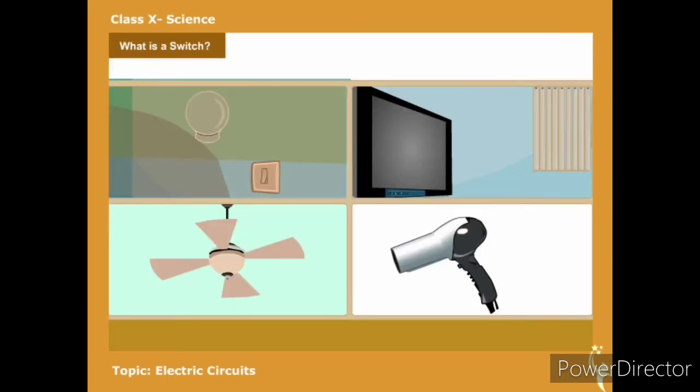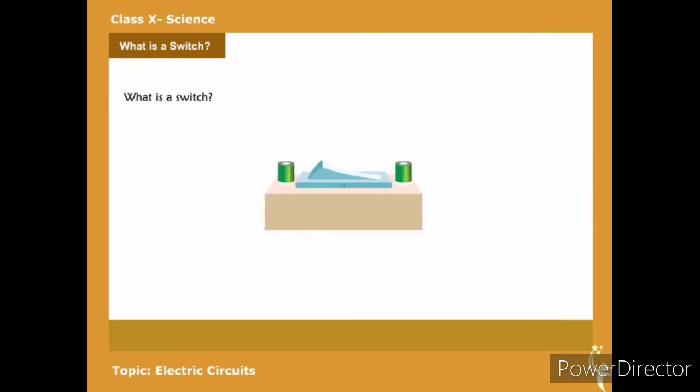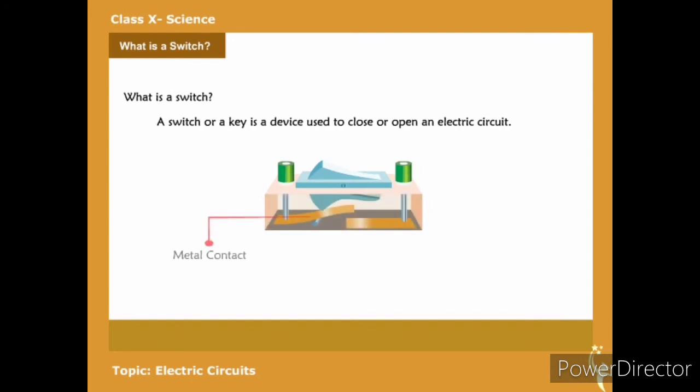How do we turn the lights, televisions, electric fans and hair dryers on or off? These devices are turned on or off by just clicking a switch. What is a switch? A switch or a key is a device used to close or open an electric circuit. A simple switch is made of a metal lever that can join up with a metal contact. When you press the switch, the two pieces of metal touch and the current can flow through it. When you release it, the circuit is broken.